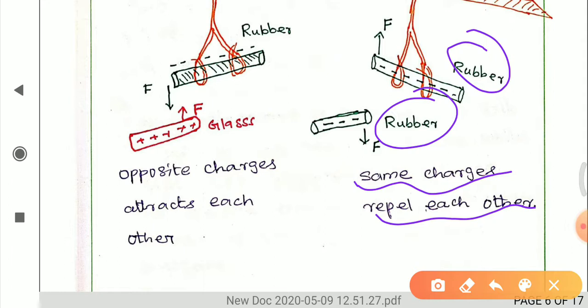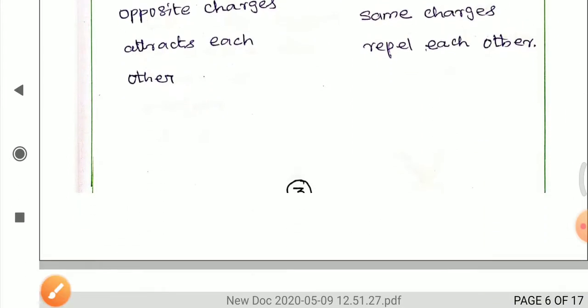Suppose you ask one more question: if two glass rods are taken, what will happen? The same, they will repel each other. This is the experimental verification given by Benjamin Franklin. So opposite charges attract each other, and same kinds of charges repel each other. This is a very important result given by Benjamin Franklin.